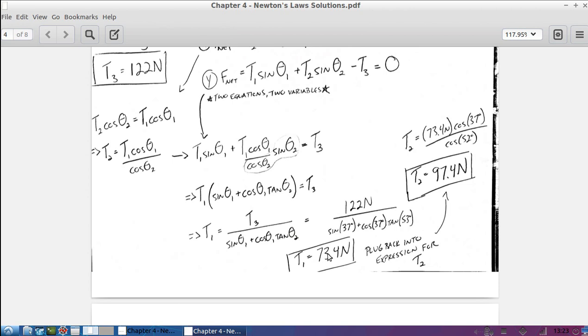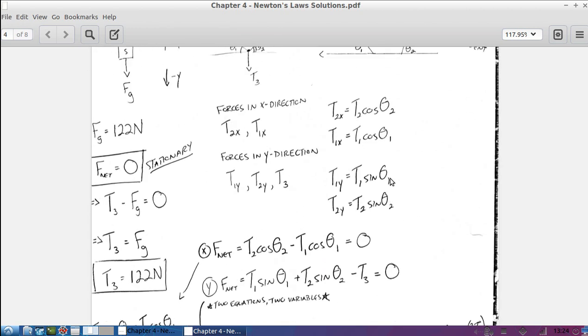Now that I have T1, this is why I like the substitution method in most cases. I've already solved for T2 in terms of T1, so I'm going to come back up here. I have the angle still. I can plug 73.4 newtons in here for T1, plug my 37 degrees in for theta 1, 53 degrees, that's a typo, so I might be a little bit off here. 53 degrees for theta 2, calculate that, I get T2 of 97.4 newtons. Again, less than 100 newtons, so the cable should not break.